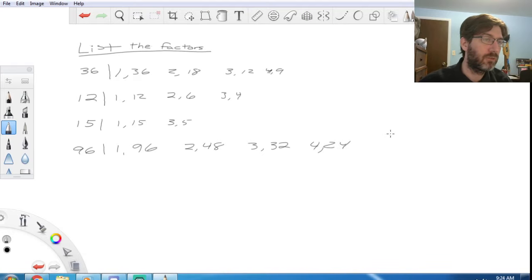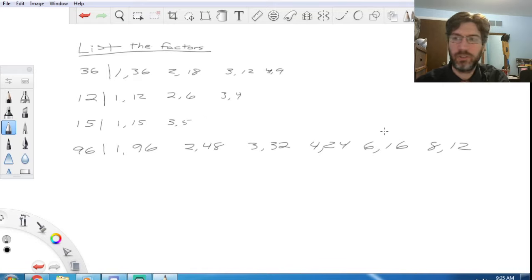4 and 24. See, 5 isn't going to work. 6 should work because 2 and 3 worked, and that gives you 16. And 7 is not going to work. 8 should be 12, right? 8 times 12. And that should be it. So those are your factors of it.